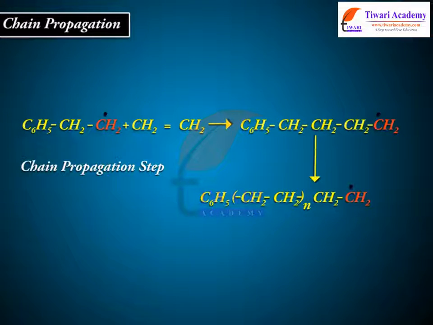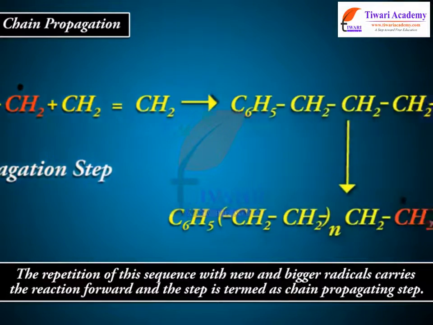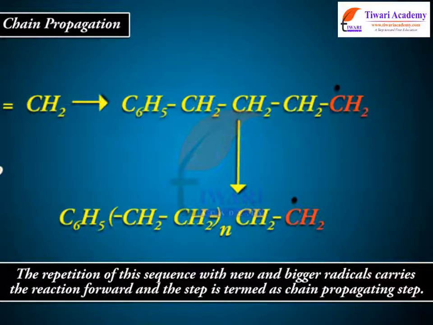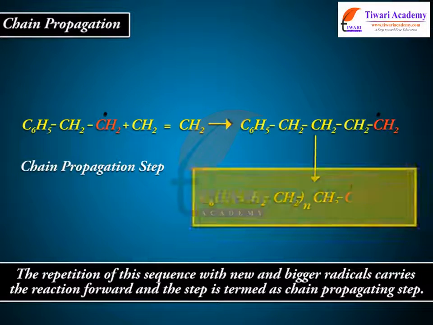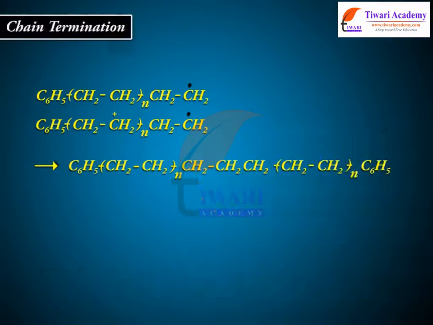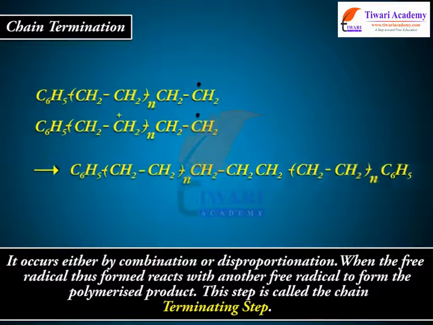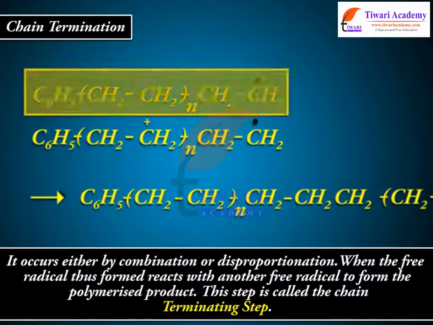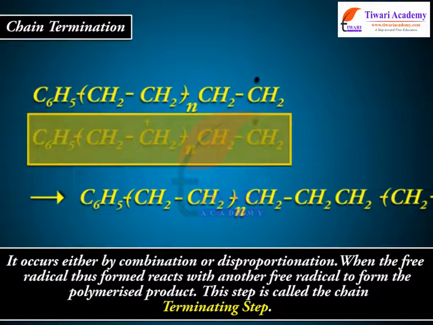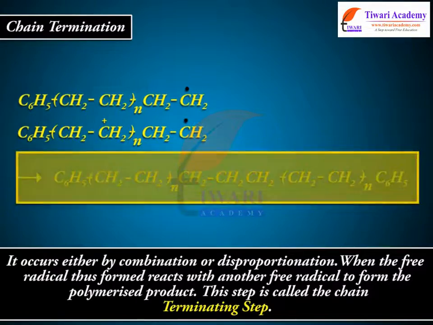Chain propagation. The repetition of this sequence with new and bigger radicals carries the reaction forward, and the step is termed the chain propagating step. Chain termination. It occurs either by combination or disproportionation, when the free radical thus formed reacts with another free radical to form the polymerized product. This step is called the chain terminating step.